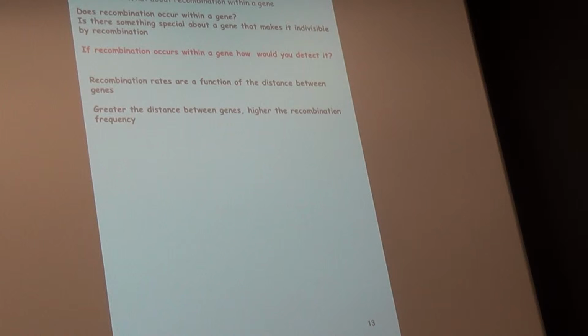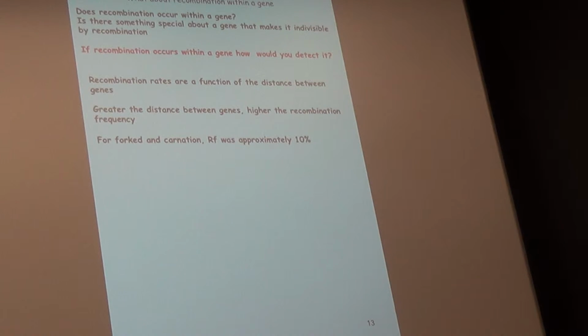Recombination rates on average are a function of distance between two genes. So, greater the distance between two genes, greater the chance of getting a crossover. Closer the distance between two genes, less chance of there being a crossover.